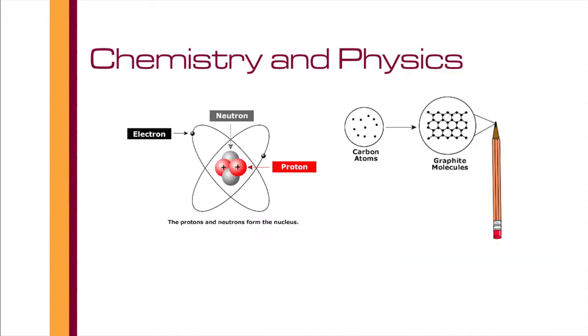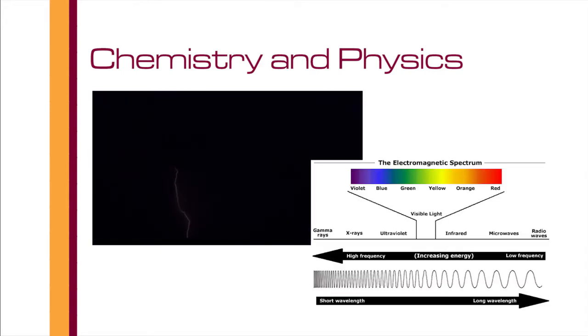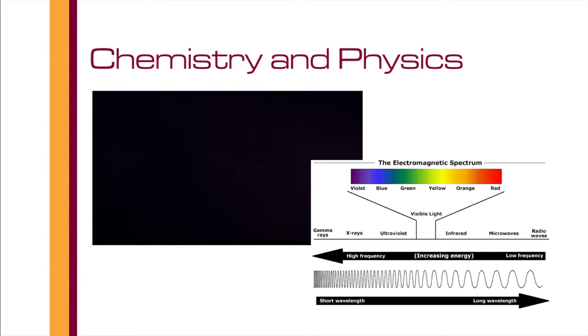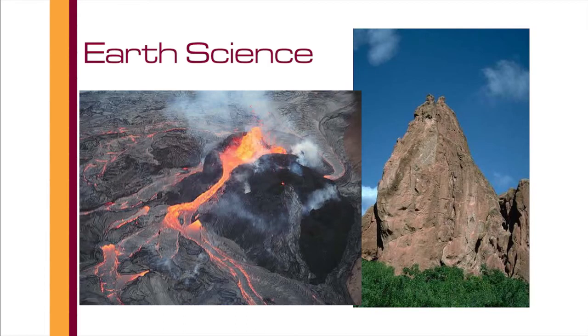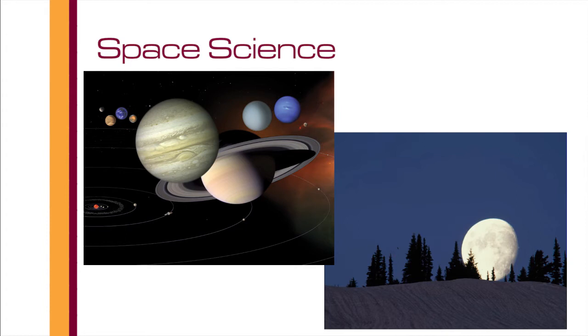In the physical sciences, models of the atom and particle theory of matter are common for chemistry and physics, as are models of electromagnetic phenomena, energy, and electricity. In earth science, naturally occurring phenomena such as weathering, erosion, plate tectonics, and volcanism are commonly taught with models. And in space science, models of the lunar cycle and solar system are commonly used.